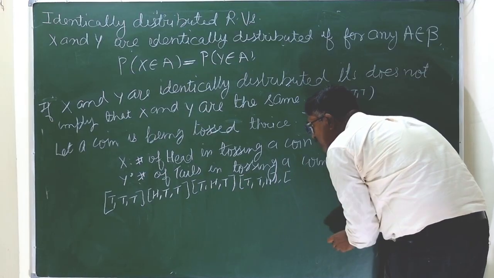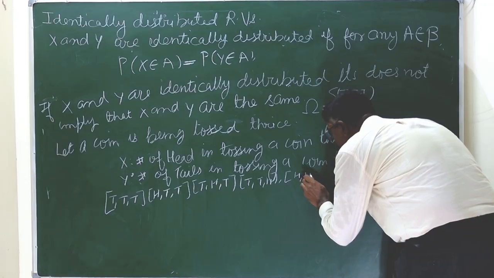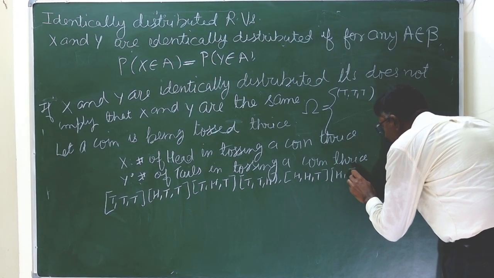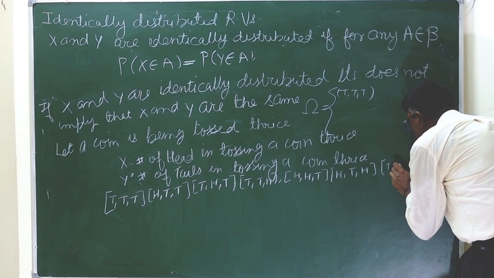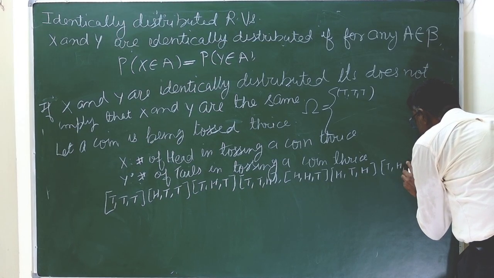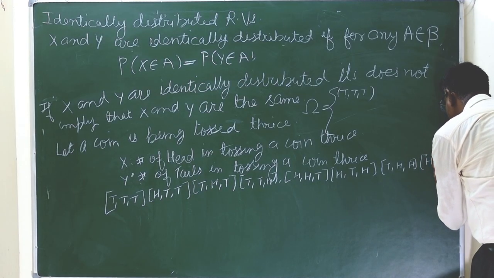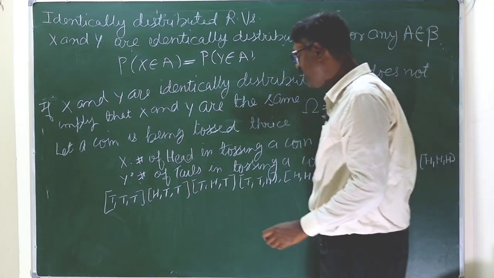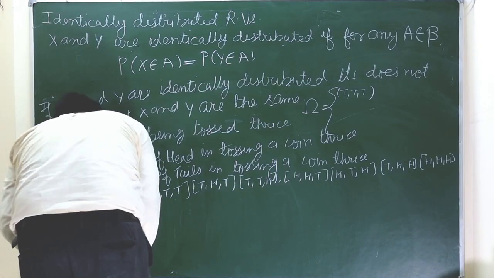Now I will take 2 heads. So head, head, tail; head, tail, head; and tail, head, head. And the last case will be all heads. So in this scenario, we will compute the values of x and y.